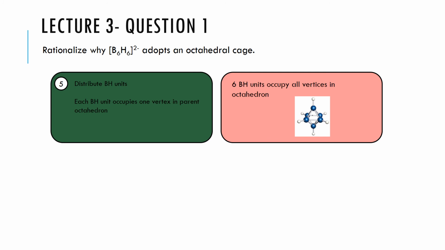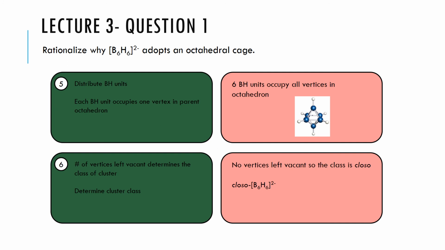We've then got to distribute the BH units throughout the vertices of our parent deltahedron, and each one of those BH units will occupy 1 vertex in the parent deltahedron, in this case an octahedron. And nice and simply with this one, we've got 6 BH units which occupy all of the vertices in the octahedron.